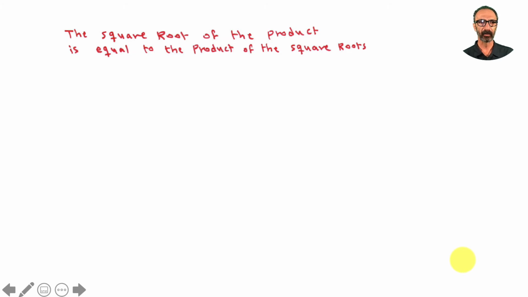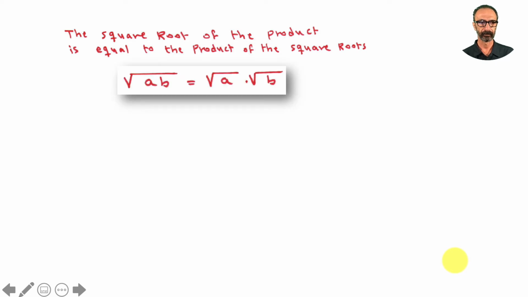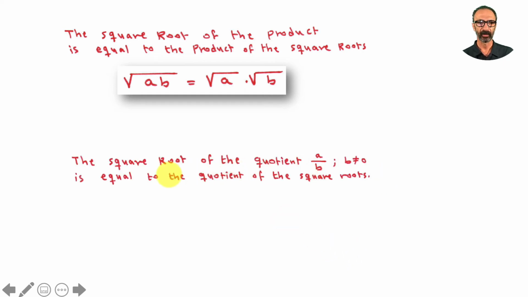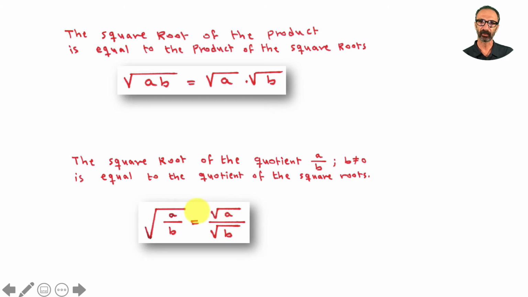The square root of the product is equal to the product of the square roots. The square root of a times b is the same thing as the square root of a times the square root of b. We have a similar one for the quotient, and it looks like this. Square root of a over b is the same thing as the square root of a divided by the square root of b. So in other words, you could split the square root in the product and the quotient, but of course not for the subtraction or addition.